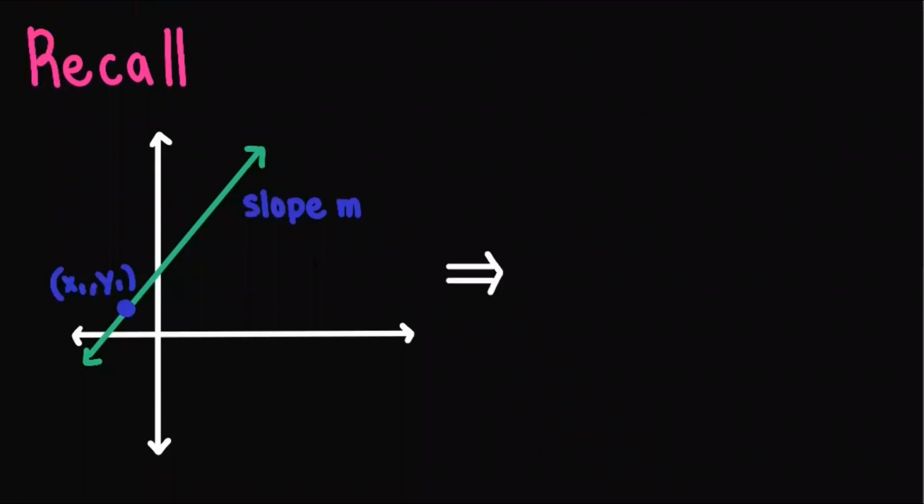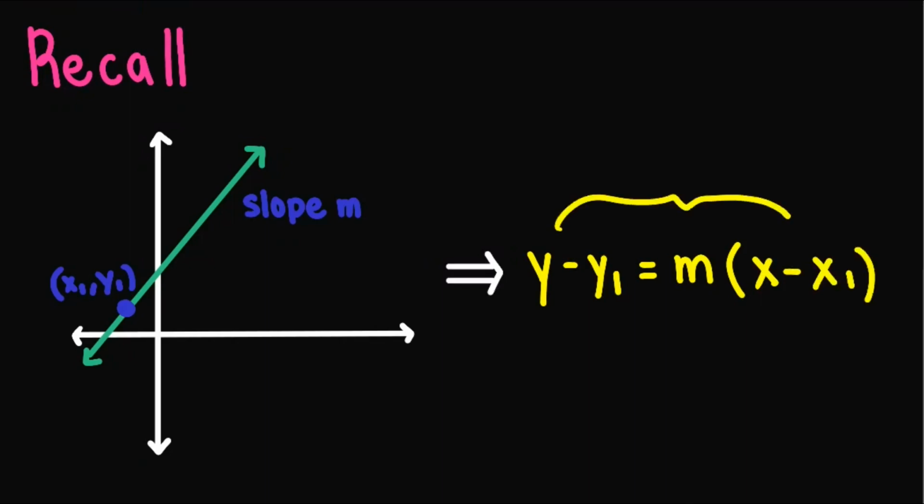Recall that this is given by y minus y sub 1 equals the slope m times the quantity x minus x sub 1. And this out here is called the point-slope form of a line.